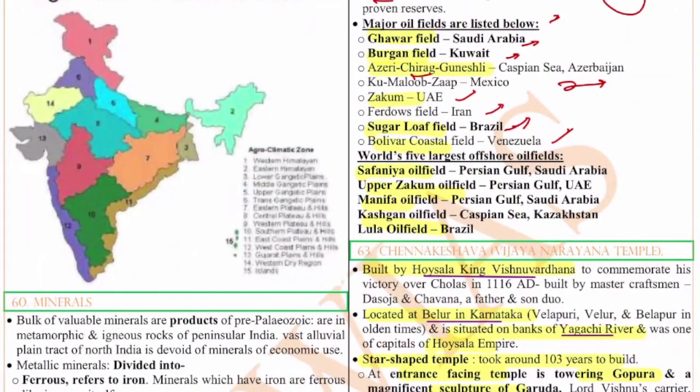And the world's 5 largest offshore oil fields are the Safaniya oil field in the Persian Gulf, belonging to Saudi Arabia, Upper Zakum in the Persian Gulf, UAE, the Manifa oil field in the Persian Gulf, Saudi Arabia, the Kashagan oil field in the Caspian Sea, Kazakhstan, and the Lula oil field in Brazil. So these are the world's 5 largest offshore oil fields.